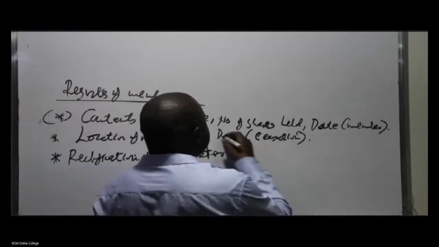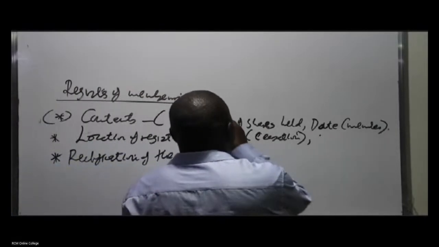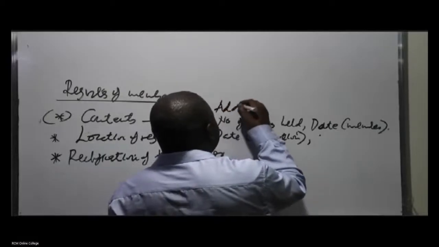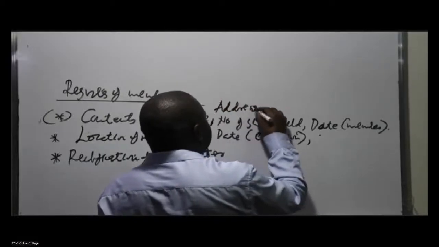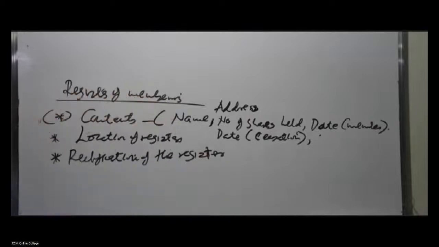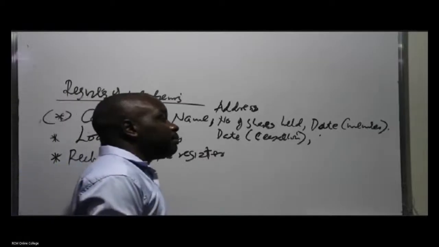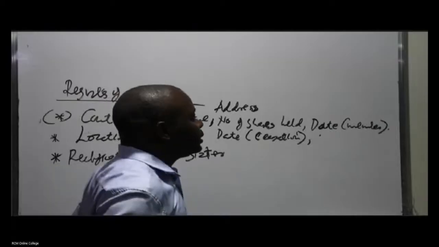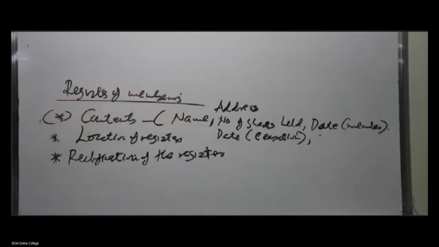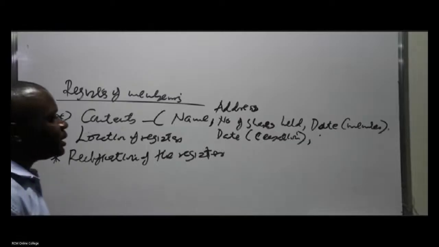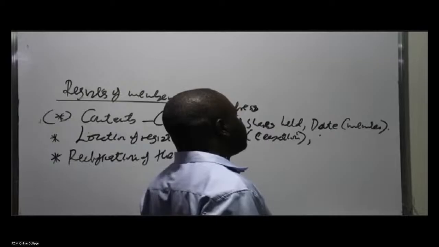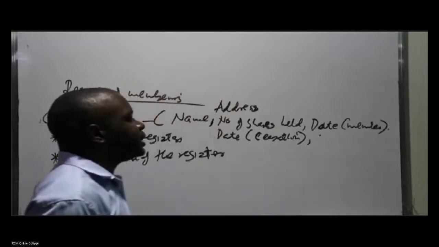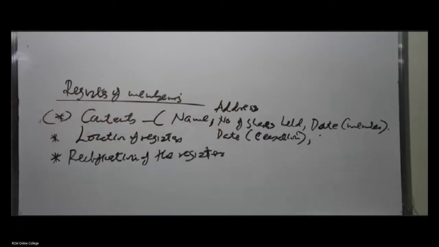So we can talk about also the address. When you talk about the name, then you obviously have the address. Name and address of the member. It will have the number of shares held by this member, if it is a company limited by shares. The dates when this person became a member. Then if the person has ceased to be a member, the date of cessation of membership, meaning he or she is no longer a member of the company.